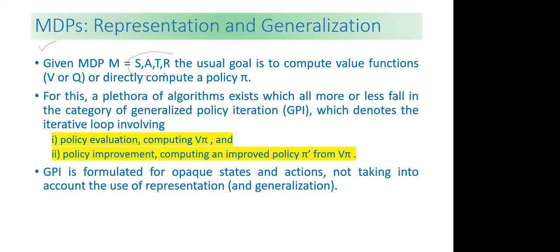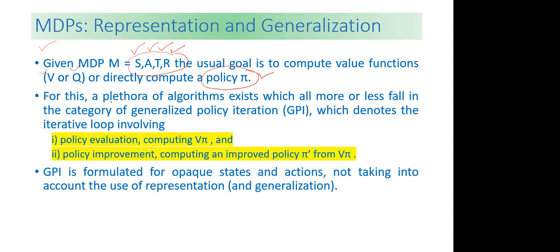What will be S? S will be the state, A will be the actions, T will be the transition, and R will be the reward. Here we compute some value functions, V and Q, and we compute a policy, and the policy is represented by pi.